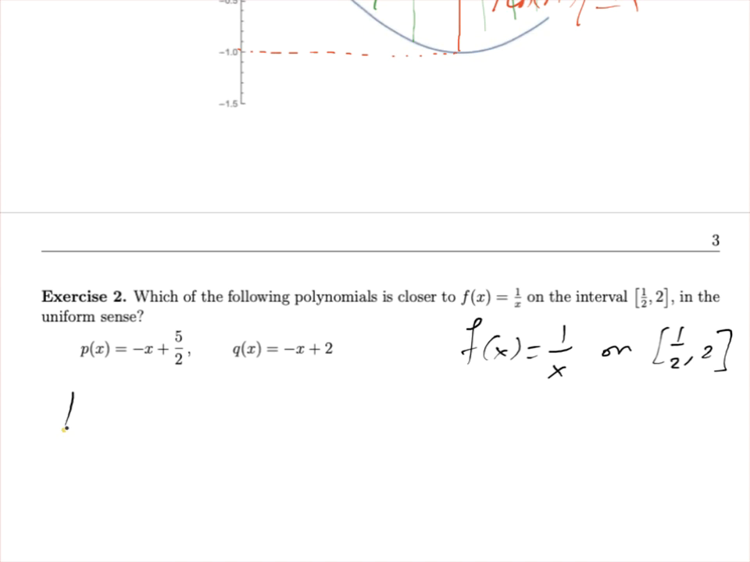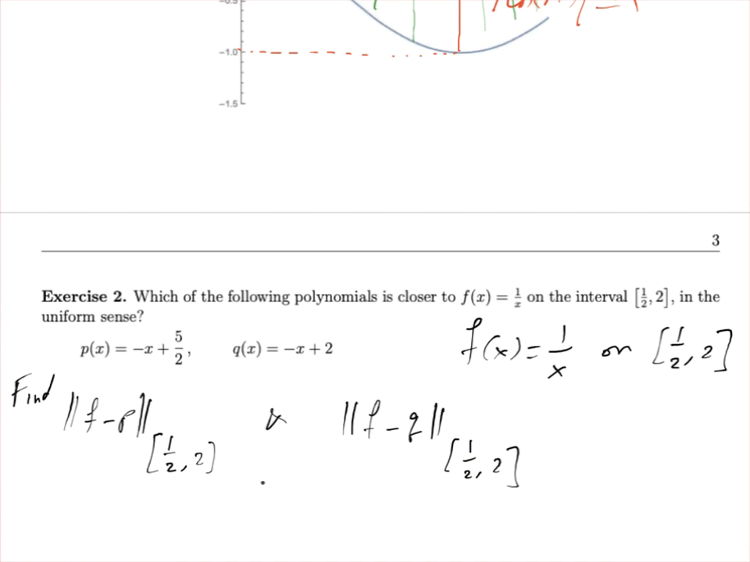So in other words, we need to find the norm of f minus p on the interval half, 2, and the norm of f minus q on the same interval half, 2. Once you calculate those norms, you can decide which one is the smaller, or they're the same, or whatever is the answer.